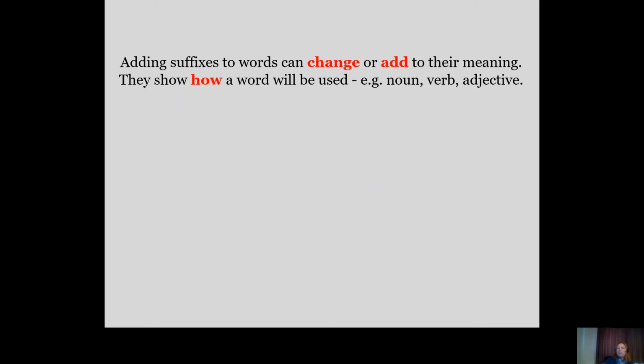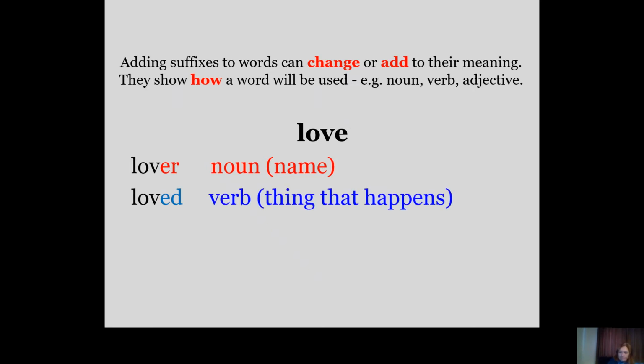So adding suffixes to words can change or add to their meaning. Okay, they show how a word will be used. So love, lover, the ER there, that's the suffix. It's the noun. It's the name of somebody, your lover. Okay, my lover. Loved, to be loved, the ED there makes it into a verb. It's something that you do. It's an action. Lovely is an adjective. It describes, yeah. So it could be a lovely tree, a lovely box, a lovely friend, yeah. So it becomes an adjective. The suffixes change the type of word. Okay, they change the word format in that regard.